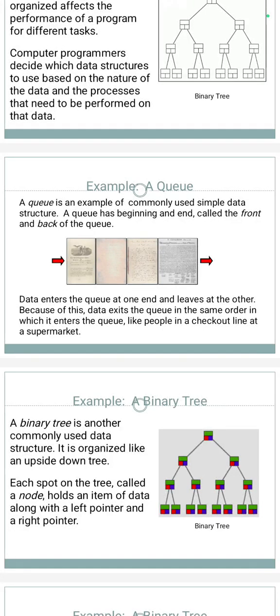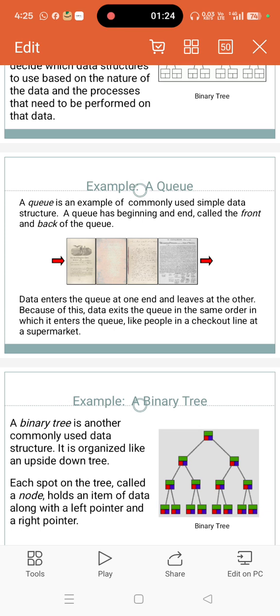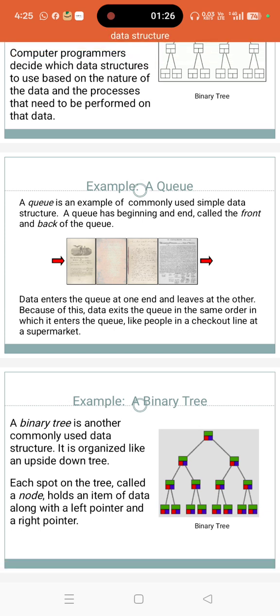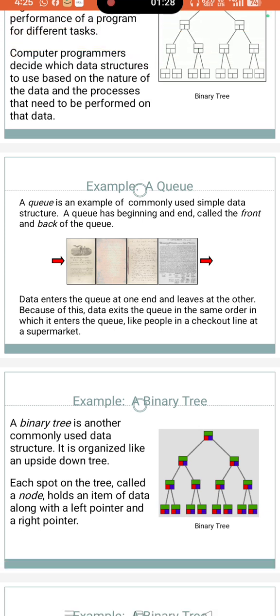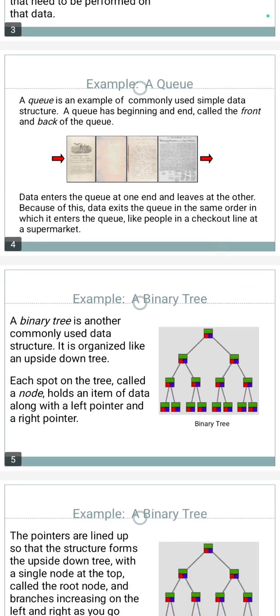And suppose we take an example of a queue. A queue is an example of a commonly used simple data structure. A queue has a beginning and an end, called the front and the rear. So we delete the element from the front of the queue and insert the element at the rear of the queue. Data enters the queue at one end and leaves at the other end.